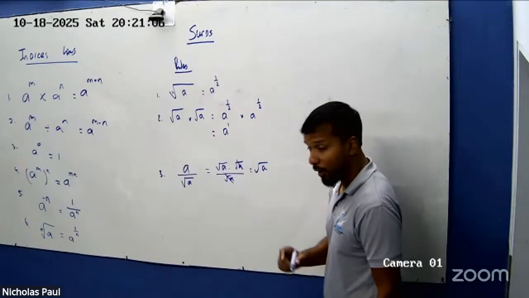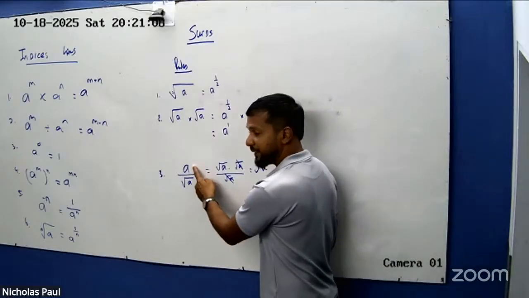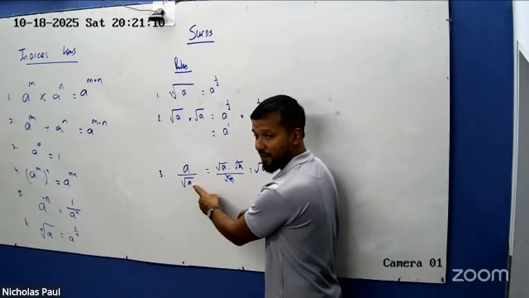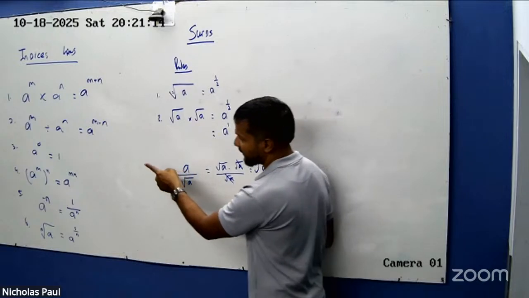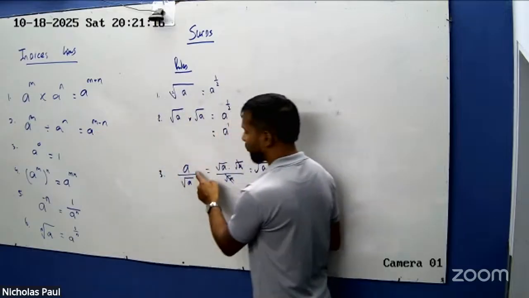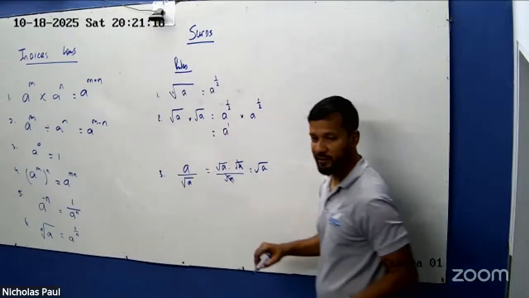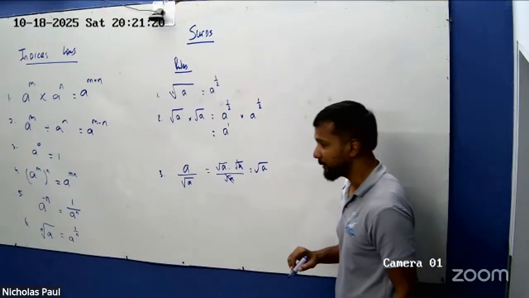Or the next way to do it. This is a to the power of 1. This is a to the power of a half. You divide, right? 1 minus a half is, using that rule, 1 minus a half is a half. Right?